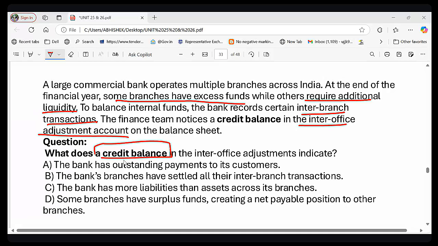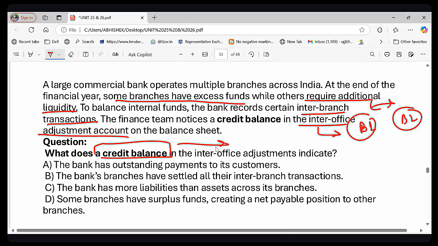So the point here is the inter-office adjustment account. It records the transactions between different branches of the same bank. So suppose this is branch number 1, this is branch number 2. The transactions between these two branches will get recorded in the inter-office adjustment account. So if there is a credit balance, what does it mean? It means some branches have extra fund, right? That means it is surplus, and these branches are in a net payable position to other branches with a shortfall.